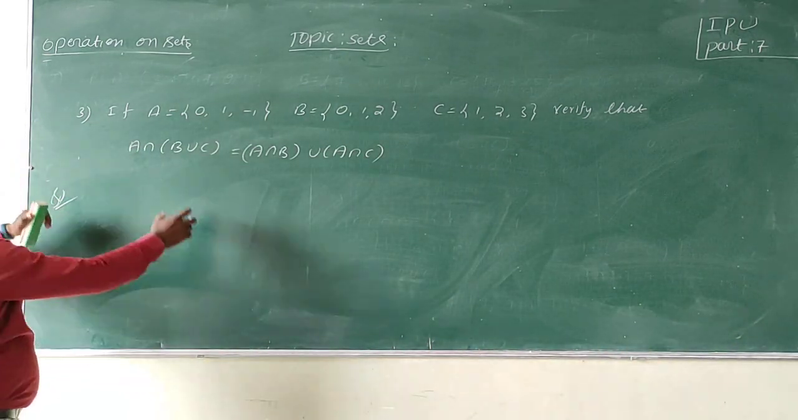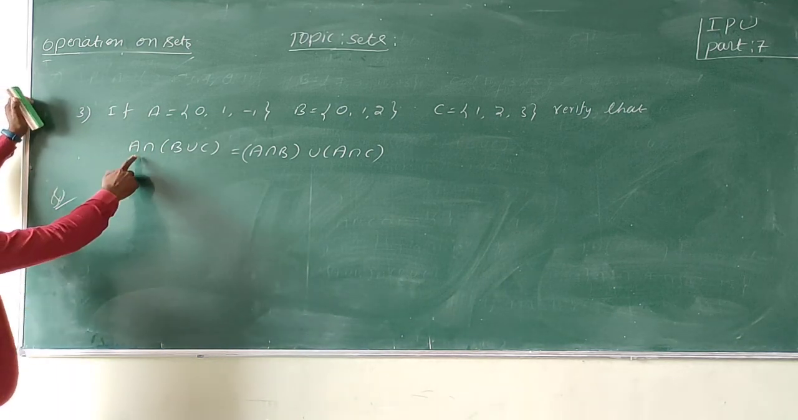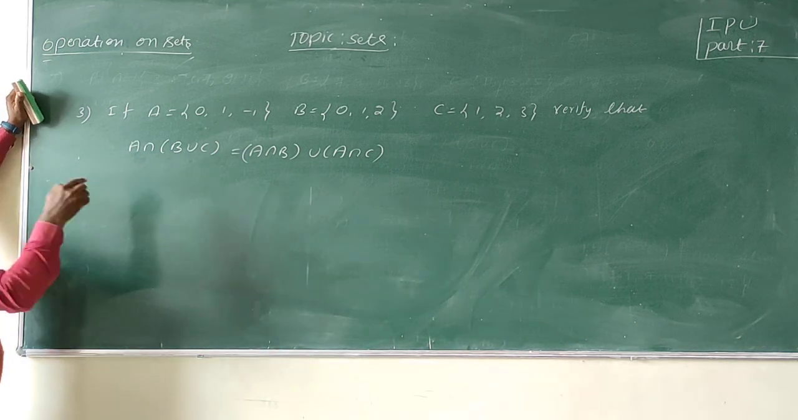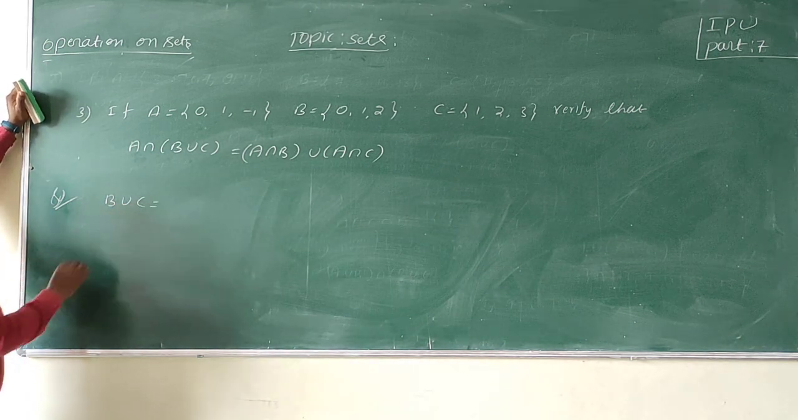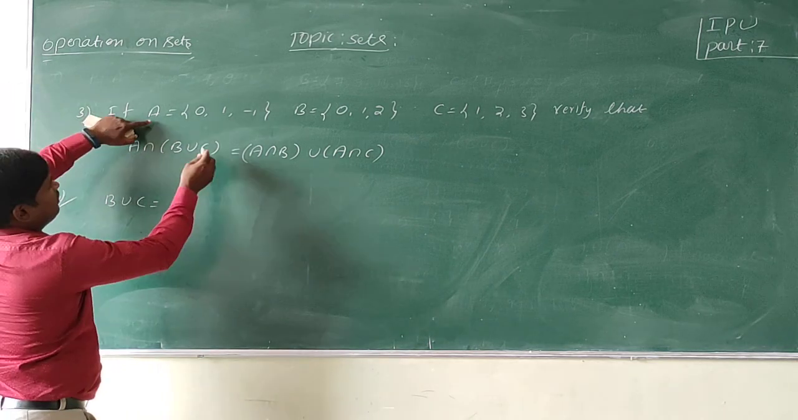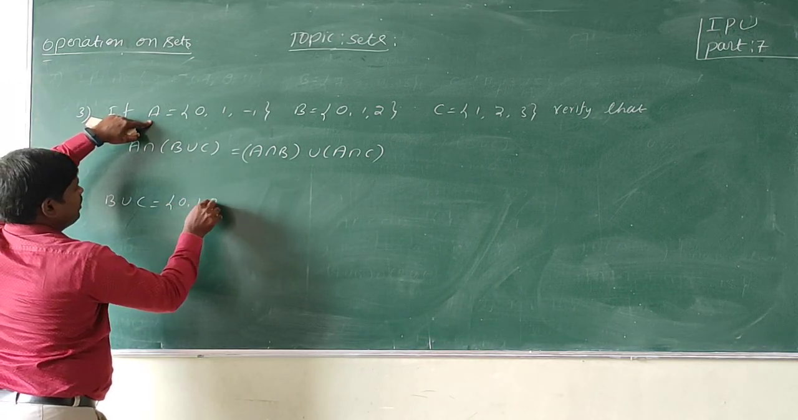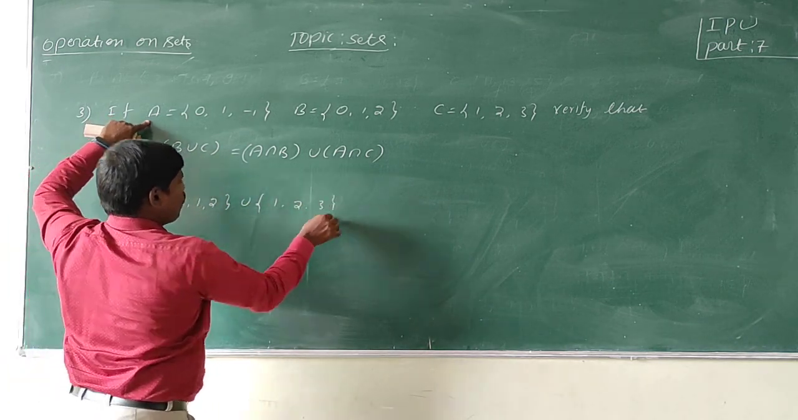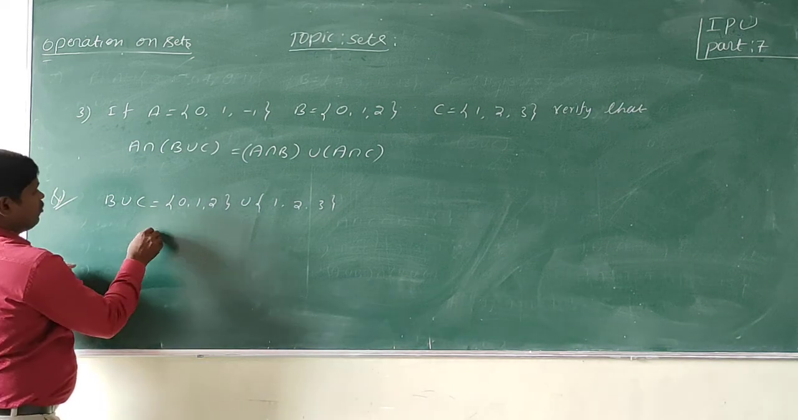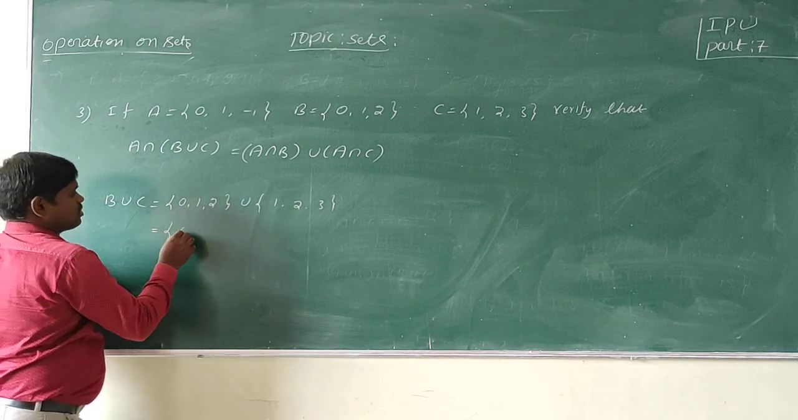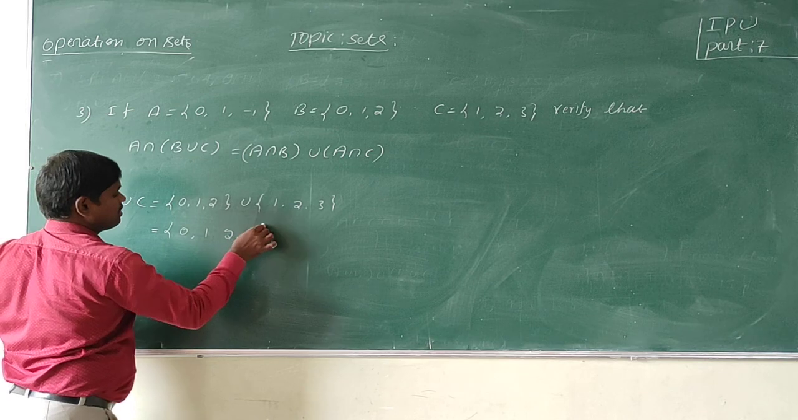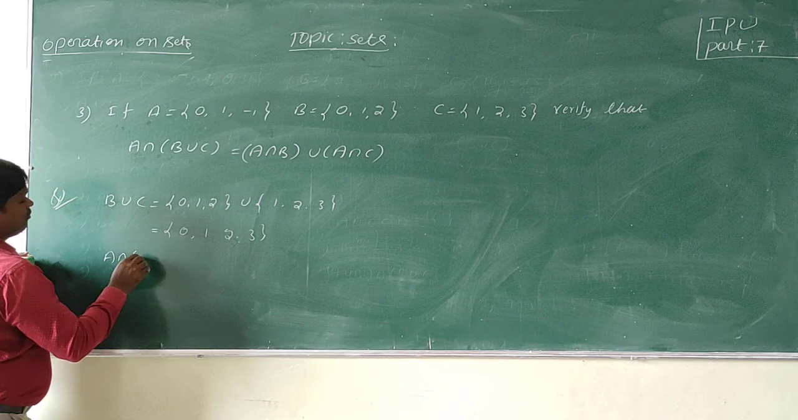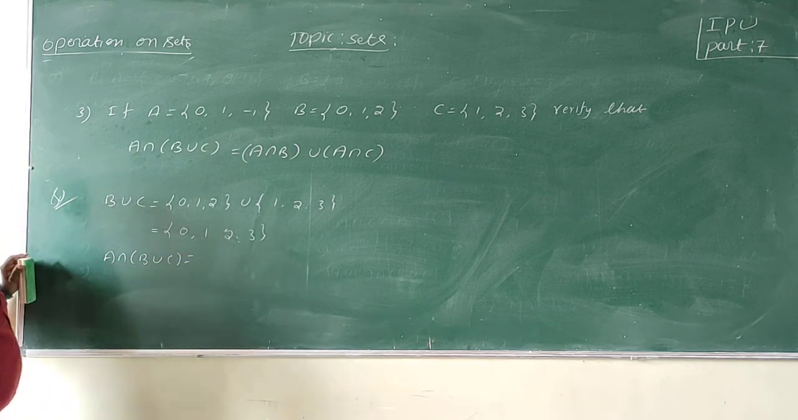First we have to find A intersection of B union C. For that we need to find B union C. B is {0, 1, 2} and union with C, which is {1, 2, 3}. The union of these two sets is {0, 1, 2, 3}. This is B union C. Next one is A intersection of B union C.